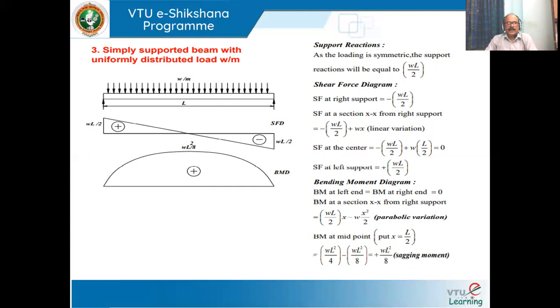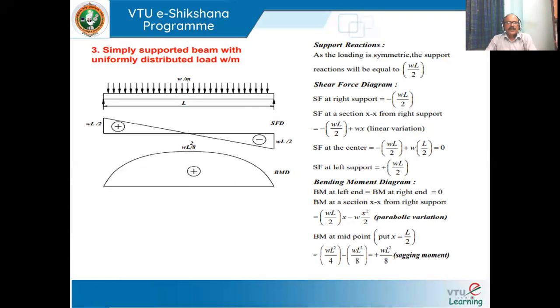Now to draw the bending moment diagram, the end moments are zero. At the two supports it is zero. Now I have to find the bending moment at the midpoint, because the uniformly distributed load can be concentrated at the center as a point load. There the bending moment will be maximum. One more point we can note: the point where shear force is zero in the shear force diagram is the point of maximum bending moment. In this case, it is at L by 2.